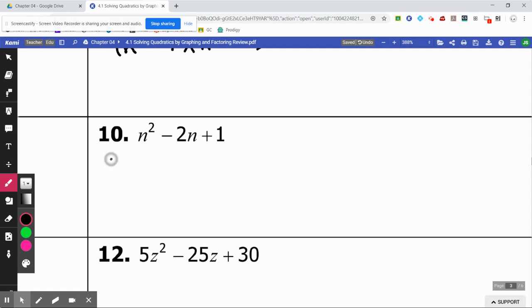This one is also a perfect square. Notice I can take half of negative 2 and I get negative 1, and negative 1 times negative 1 is a positive 1.